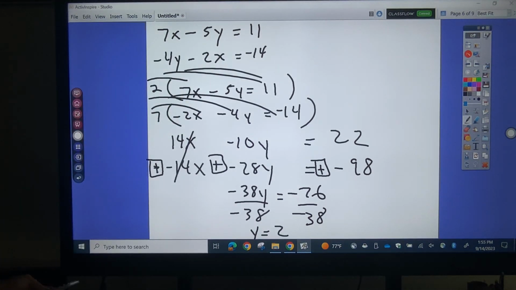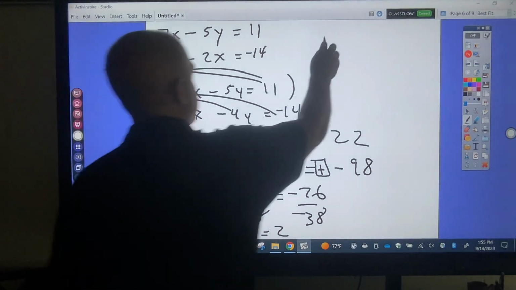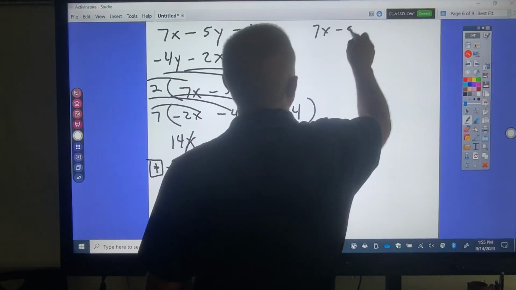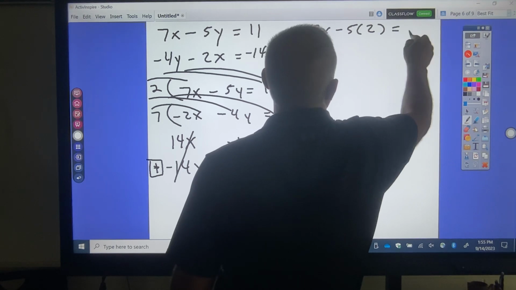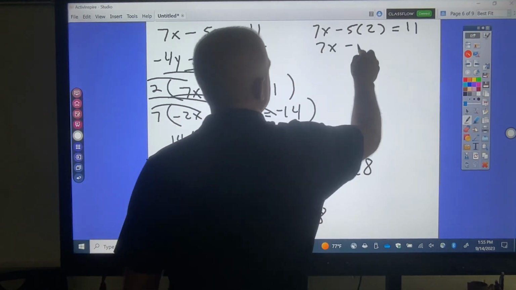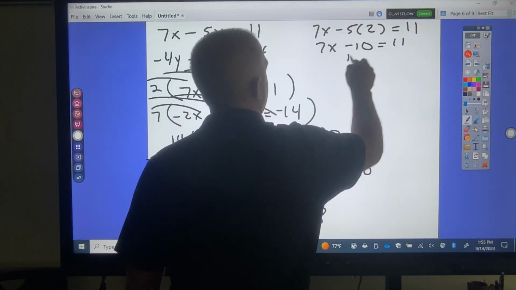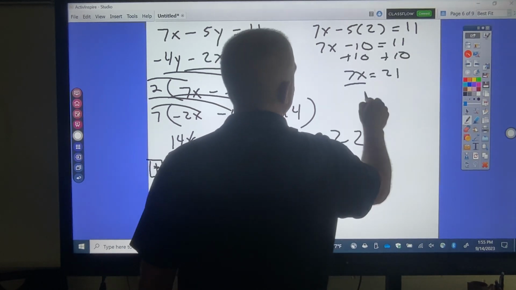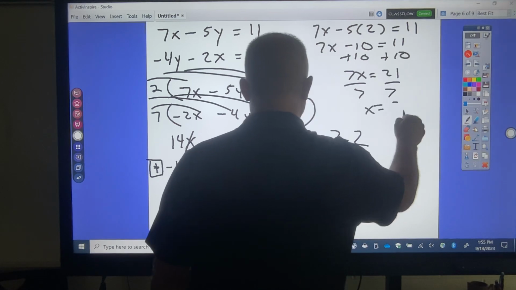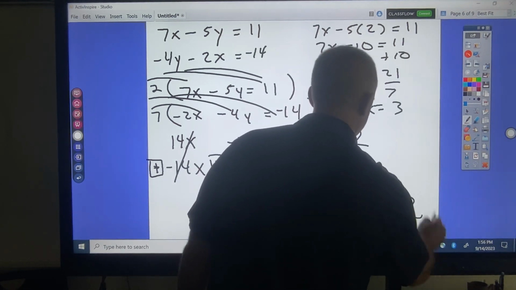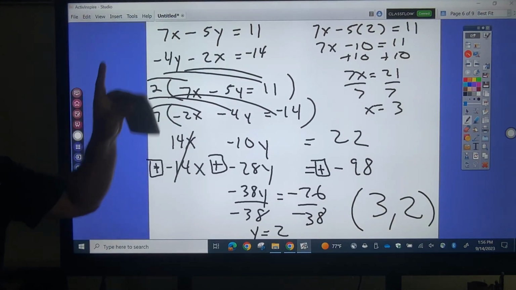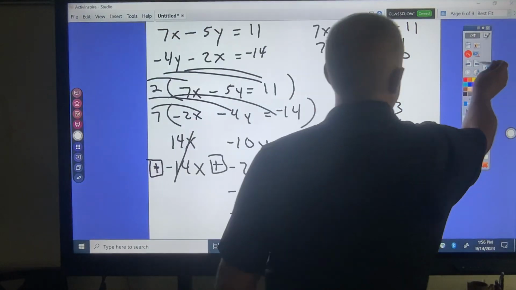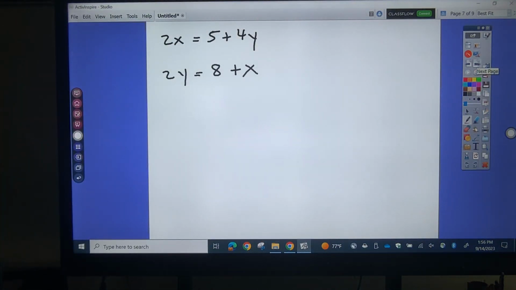Then I pick any of the equations. I'm going to pick the top one, 7x minus 5 times 2 equals 11. That's 7x minus 10 equals 11. Add 10, I get 7x equals 21. Divide by 7, I get 3. So I got an answer of (3, 2). Make sure you have the correct order. Now, let's go ahead and do this one.